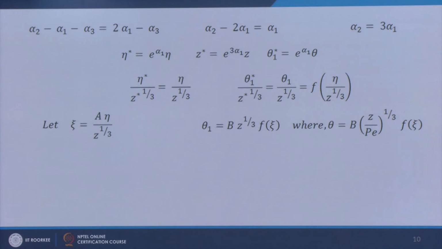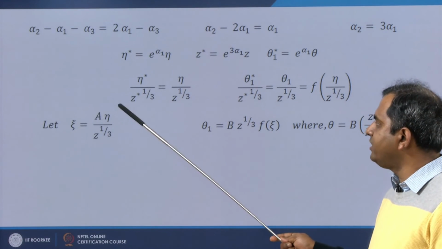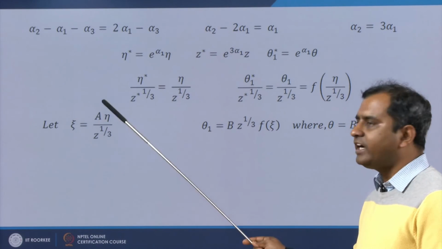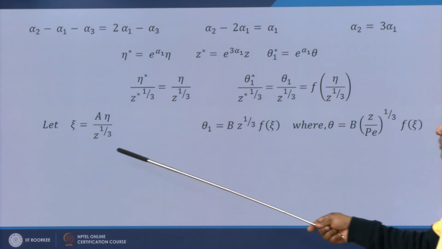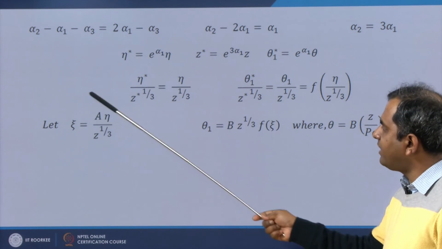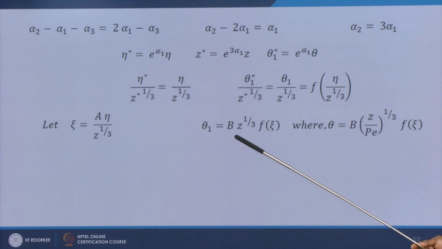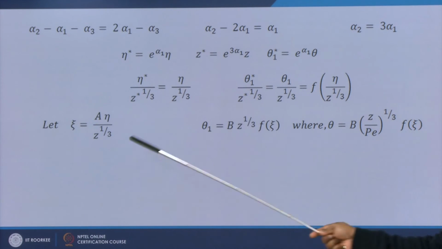So, ultimately let us have the similarity variable zeta equal to eta by z to the power 1/3 multiplied by a constant a, which needs to be determined. So, we have written the similarity variable side by side. Let us also take theta 1 as b into z to the power 1/3 f of zeta. So, it comes from here: b into z to the power 1/3 into f of zeta, where zeta is this one.